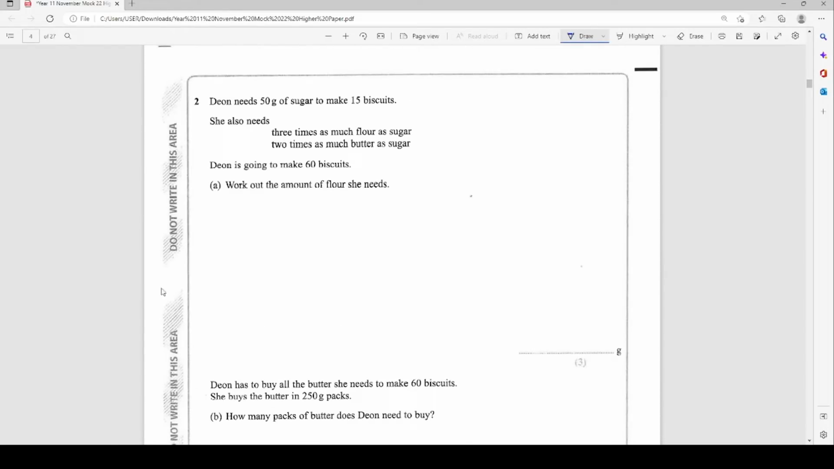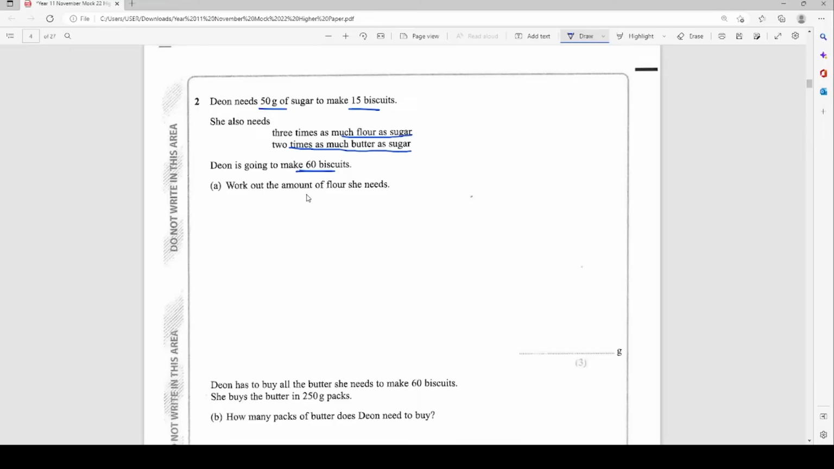Okay, this question: Dion needs 50 grams of sugar to make 15 biscuits. She also needs 3 times as much flour as sugar, and 2 times as much butter as sugar. Dion is going to make 60 biscuits. Now, whenever I get a question like this, the first thing that I like to do is write the information that I have got. Because in questions like this, where the situation has been given to you, you are basically translating English statements into mathematical statements. So you are going to write some expression out of it.